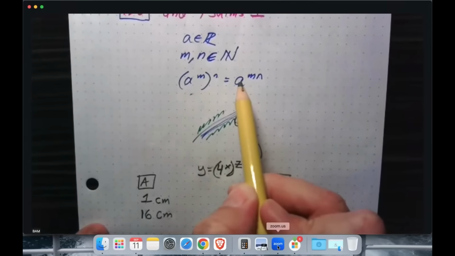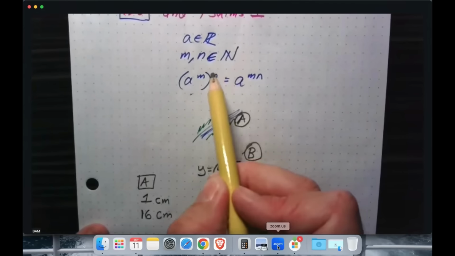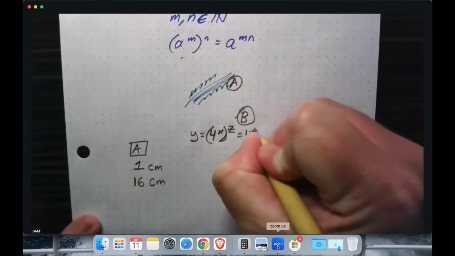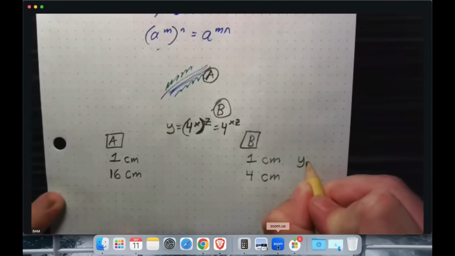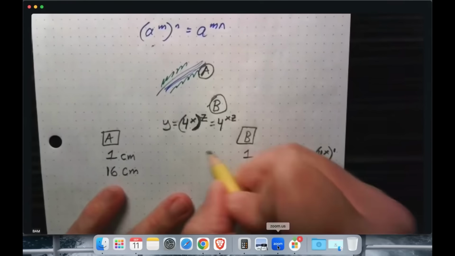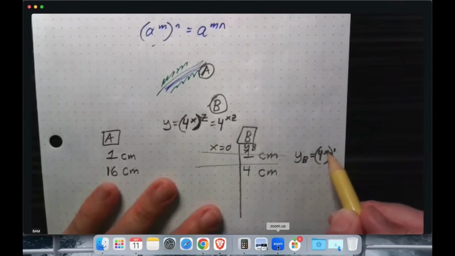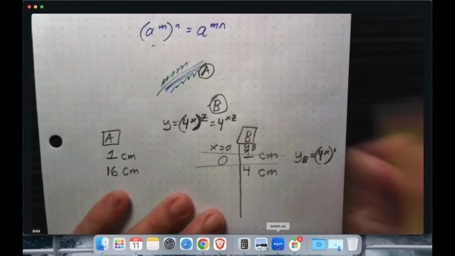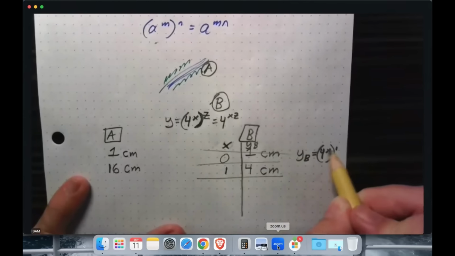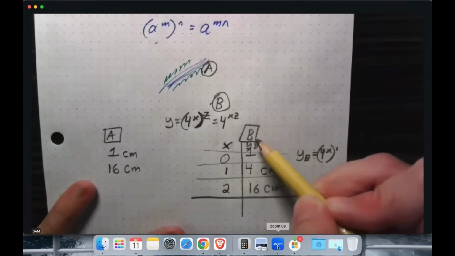If the base is a real number, which has a location on the number line, and m and n are both natural numbers, also called positive integers, then this can be simplified into 4 to the power of xz. In this case over here, we have y sub b equals 4 to the power of x, and let's say z is 1. So when x is 0, y sub b is 1, because 4 to the power of 0 is 1. When x is 1, 4 to the power of 1 is 4. When x is 2, 4 to the power of 2 is 16. This one's out in the desert.